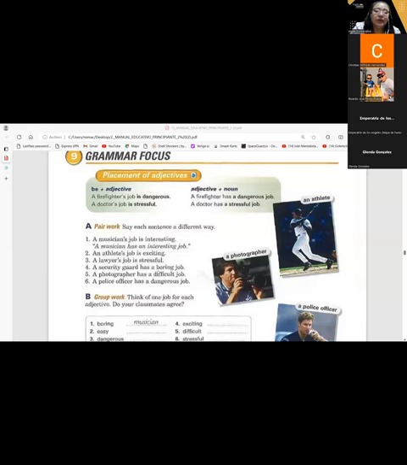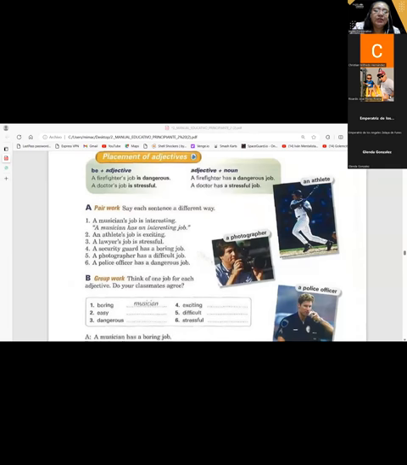In this class, we have here: a musician's job is interesting. A musician has an interesting job. An athlete's job is exciting. A lawyer's job is stressful. A security guard has a boring job. A photographer has a difficult job. A police officer has a dangerous job, yeah? So we have to write these sentences in a different way from number 2, 3, 4, 5, and 6, okay?